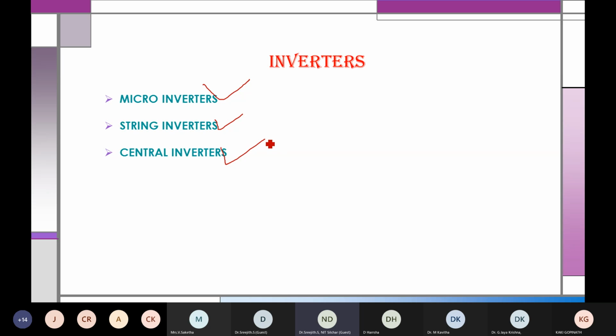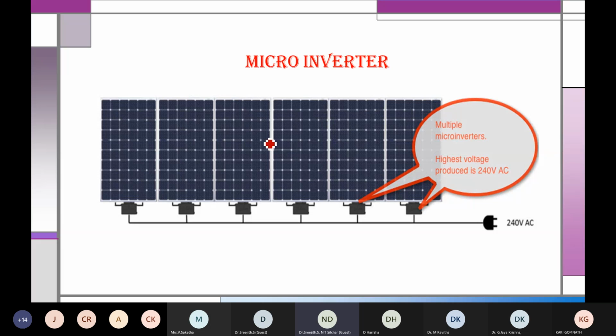I just put in general: micro inverter, string inverter, and central inverter. Three types of inverters are there. Depending upon the application, you can go for any type of inverters. Okay. So this is micro inverter.